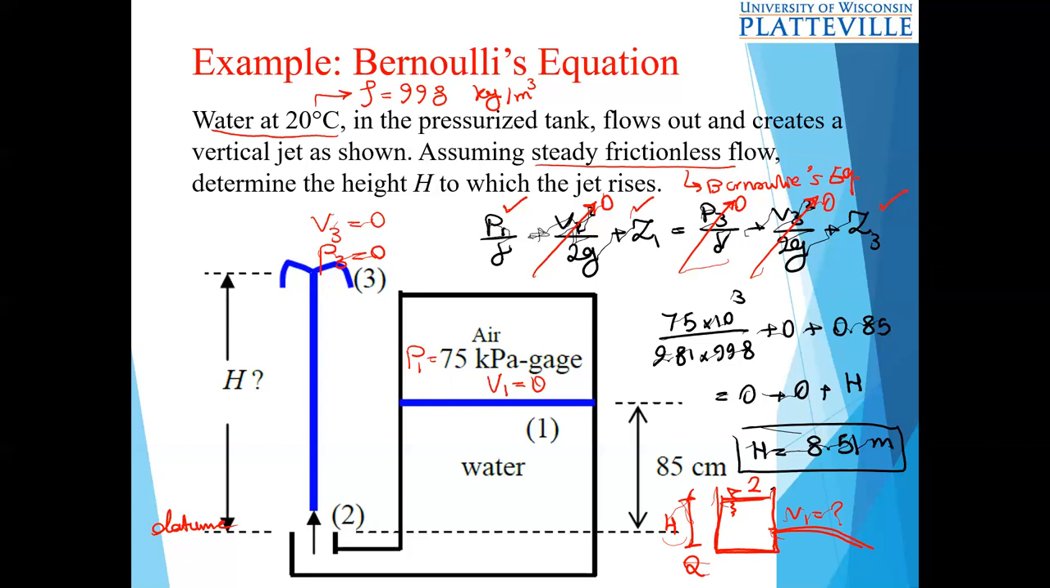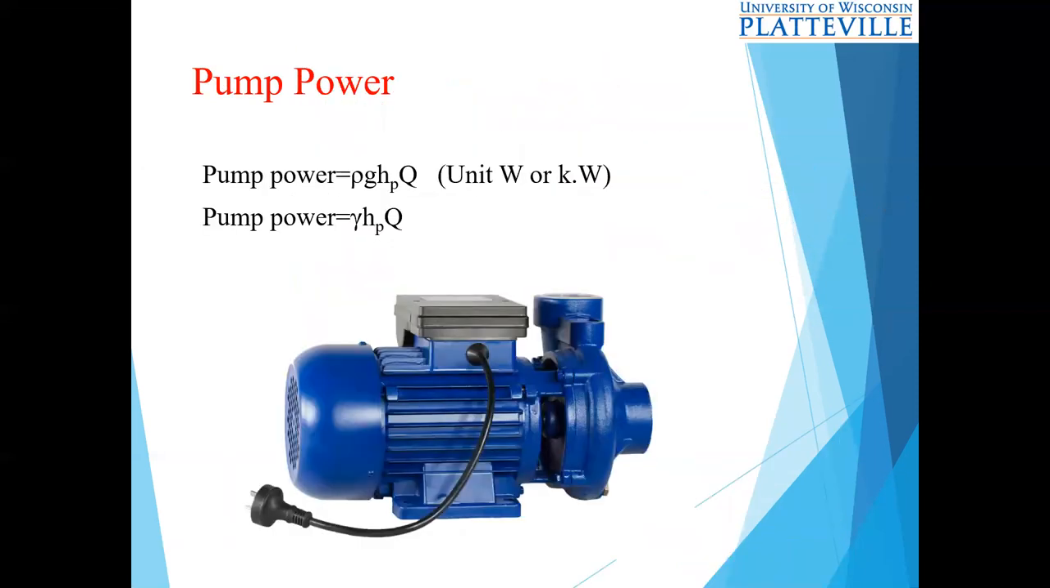All right, so let's introduce power for a pump. In one of your homework, you studied the textbook and you know what the power for a pump equation is. Okay, let's see what the equation is. It's rho g hp multiplied by Q. So everything is familiar to you. Gamma is the specific weight, hp is the head for the pump and Q is the flow rate. All right, so now we know how to find the power for a pump.